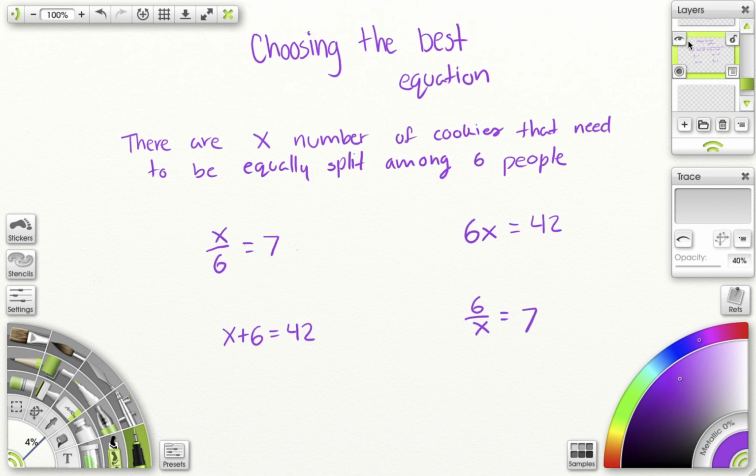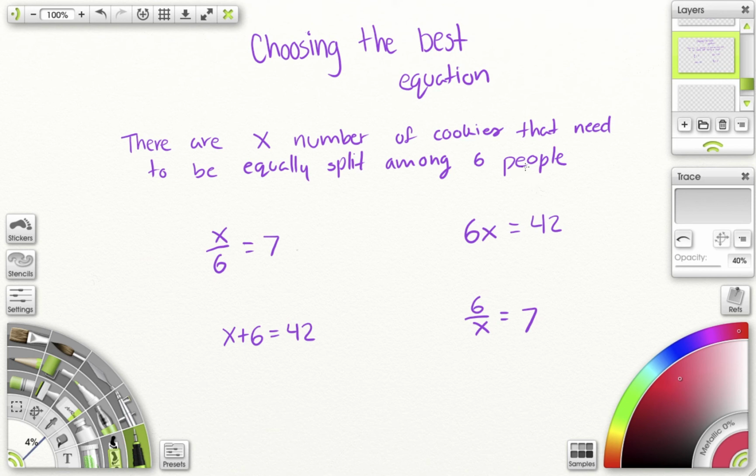Now we're going into our lesson for today. So we're talking about choosing the best equation. There are x number of cookies that need to be equally split among 6 people. So right off the bat, we're trying to figure out what x is, so how many cookies we had originally. We know those cookies are being split amongst 6 people. We need to choose the equation that fits this problem best.